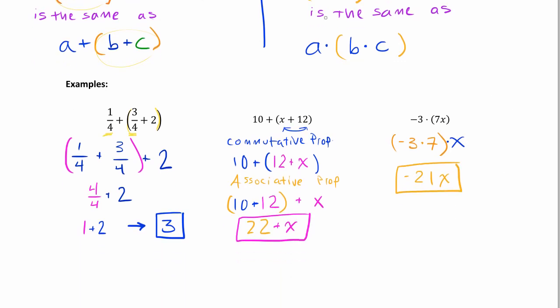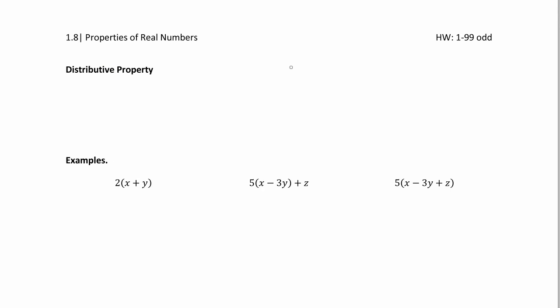Okay, on to page 2. Those properties so far have been some stuff for addition, some stuff for multiplication. What the distributive property is about is what happens when addition and multiplication are hanging out together.